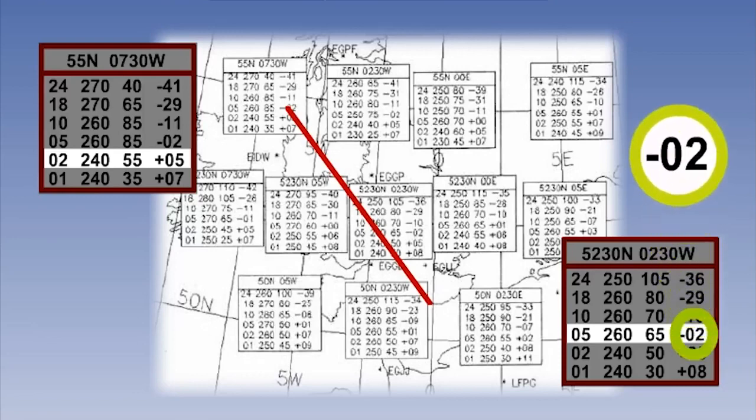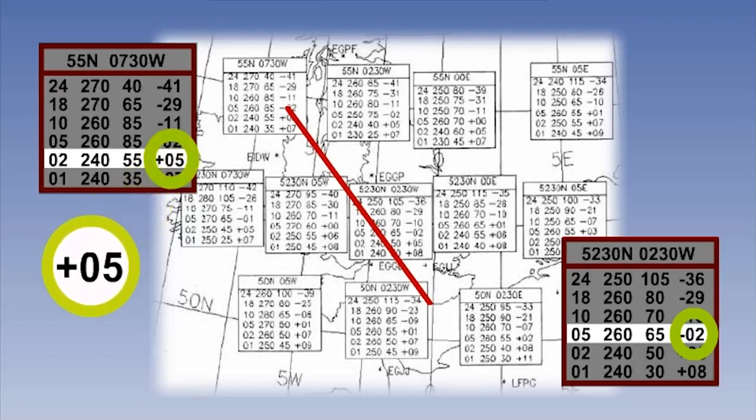The temperature data will give you an idea of potential icing conditions along the route. In this example, it could be a problem for the first part of the journey at 5,000 feet. But once lowering to 2,000 feet, nearer Northern Ireland, the temperature increases to plus 5 degrees Celsius.